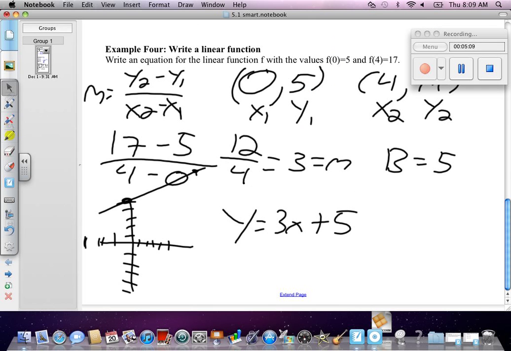What if x wasn't given as 0? You would have to plot the points and continue the slope until you get to an x of 0. Again, when x is 0, y is 5. So if I plotted that point, that's the b. That's where it crosses the y-axis.